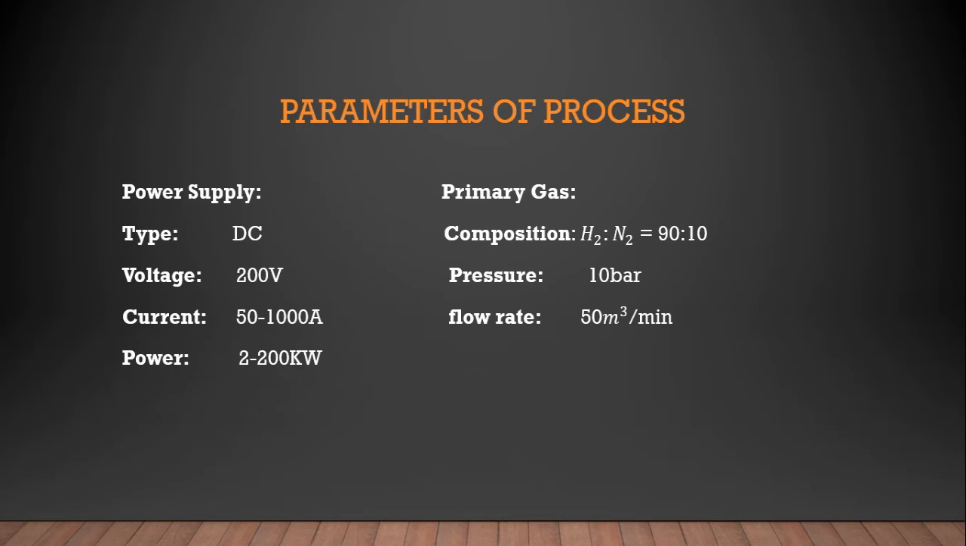Next, parameters of process. The power supply is DC and voltage is about 200 volt, and current should be 50 to 1000 amperes. Power should be 2 to 2000 kilowatt. The primary gas used is a composition of hydrogen and nitrogen, in the ratio of hydrogen 90% and nitrogen 10%. Now pressure: the pressure should be about 10 bar. Flow rate should be 50 meter cube per minute.